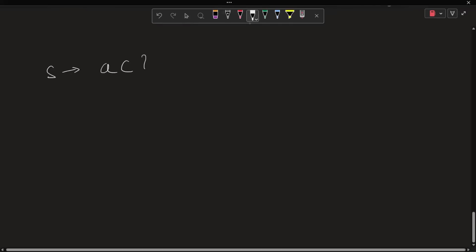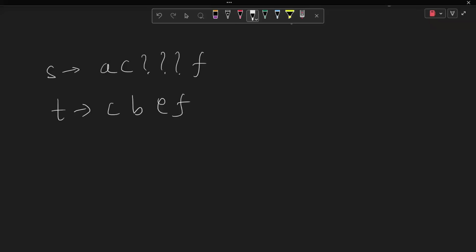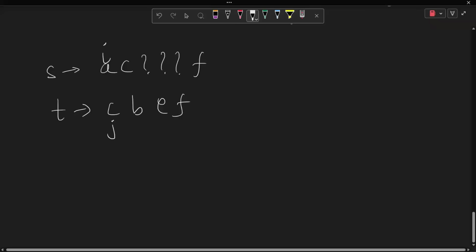A, C, question mark, question mark, question mark, F. And in T, you have C, B, E, F. So what we would be doing, we would take a pointer I for S and a J for T. We would check if these two are the same. A is not equal to C, so we would move I ahead. Now C and C are equal, so we would move both J and I ahead.